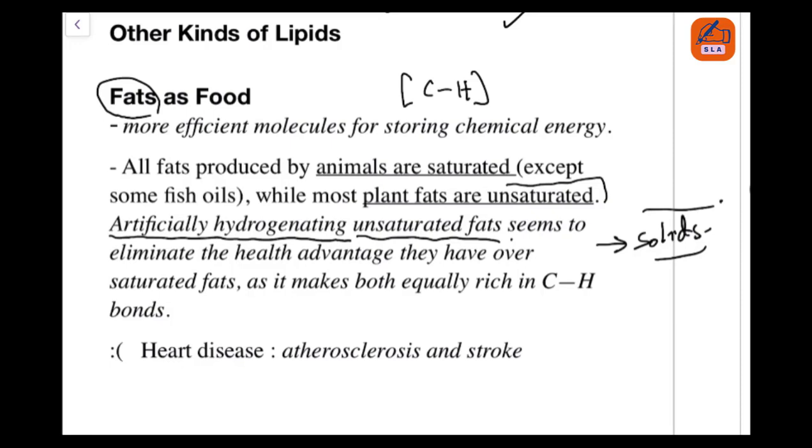Yeah? So when we want to preserve food and solidify those fats by adding hydrogen, of course what we are doing is changing unsaturated fat into saturated fat, and that makes it equally rich in carbon-hydrogen bonds, and therefore no better than any saturated fat.